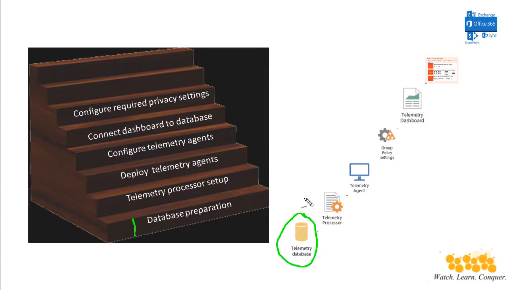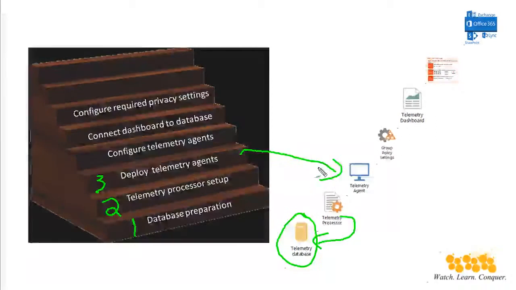Step 2 is the telemetry processor setup. This is driven by a setup wizard. And this is the step where it reads the information that's been stored by the telemetry agents into that shared folder and moves that into our telemetry database down here. Our third one is to deploy telemetry agents. This guy right here. Now we don't need to do this for every client. We only need to do this for clients who aren't running Office 365 Pro Plus or Office 2013.